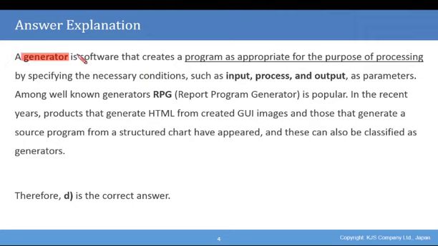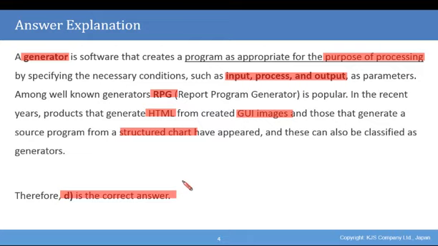Finally, a generator is software that creates a program as appropriate for the purpose of processing by specifying the necessary conditions such as input, process, and output as parameters. Among well-known generators, RPG, Report Program Generator, is popular. In recent years, products that generate HTML from created GUI images and those that generate a source program from a structured chart have appeared, and these can also be classified as generators. Therefore, D is our correct answer in this case.